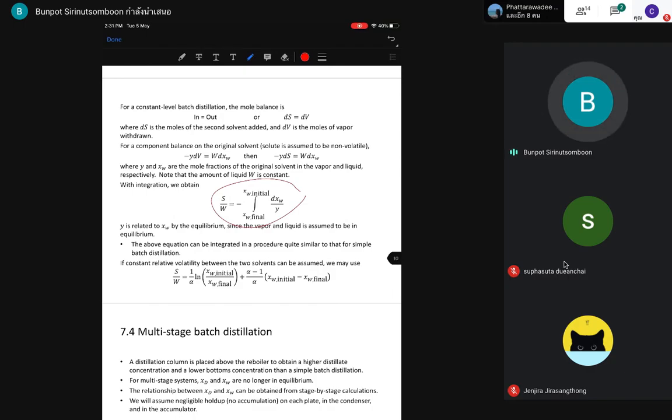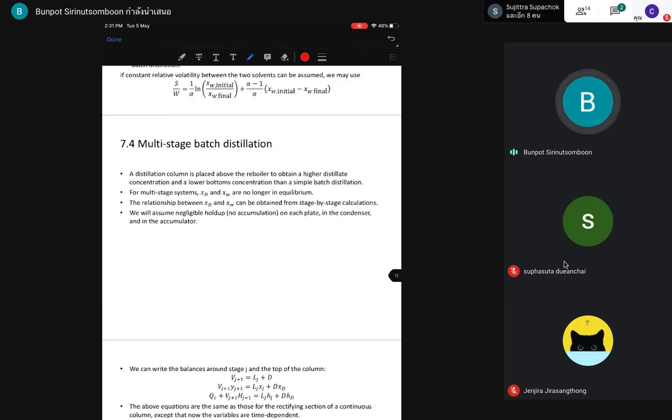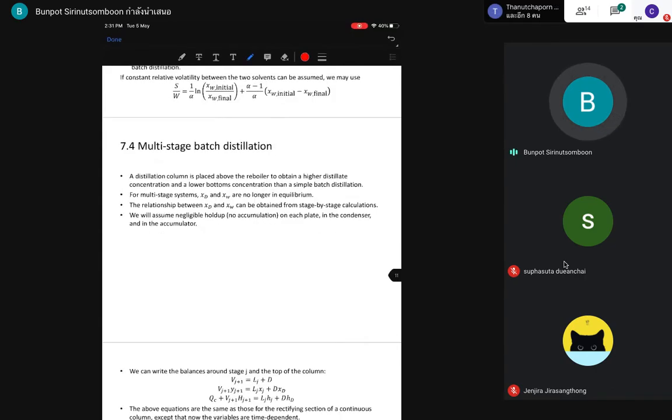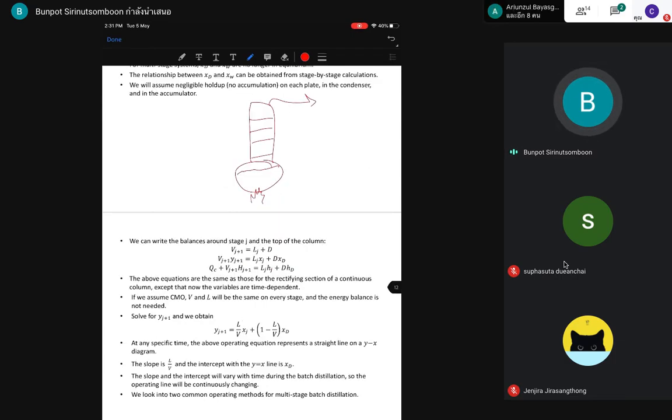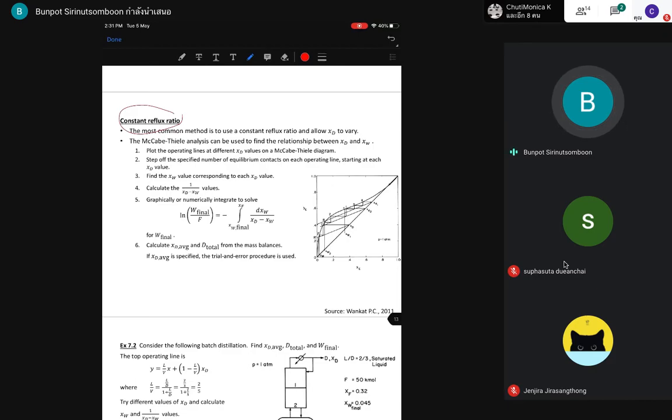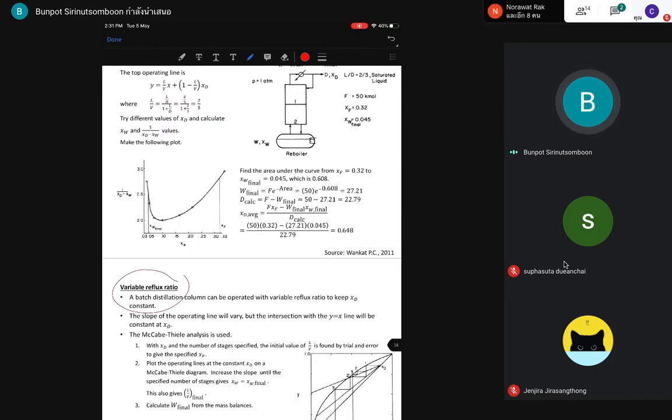And next is the multi-stage batch. Basically, you have a pot and also a column on top of the pot here. So this is going to be multi-stage batch. You have a column on top of the batch, and there are two modes of operation: constant reflux ratio and variable reflux ratio.